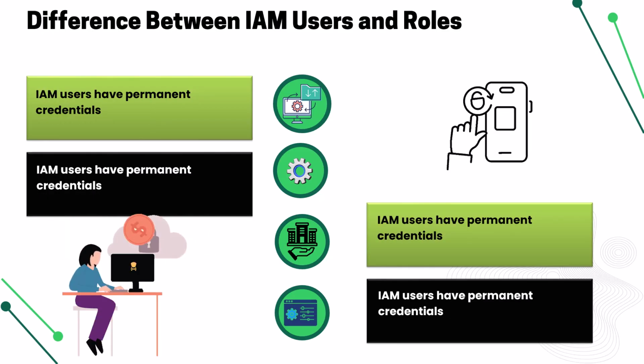IAM users are like employees with personal ID cards, always there, always needing passwords. IAM roles, on the other hand, are like guest passes that expire after some time. Users need credentials, roles don't. This improves security because there's no need to store passwords or API keys. So, if a hacker gets their hands on a temporary role, it vanishes before they can do anything sneaky.